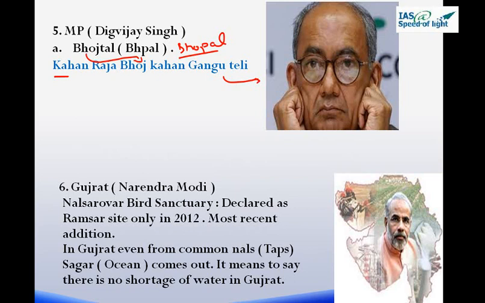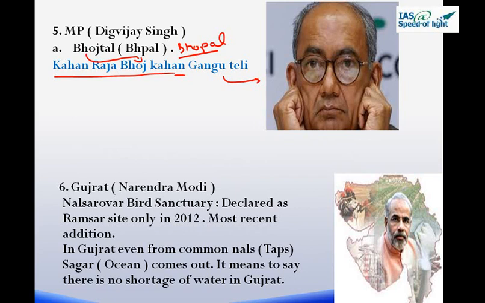Means Raja Bhoj, he was a king, so he was very rich. And Gangoteli was a poor man. So they are comparing a rich person, that is a king, and one beggar or a poor person. Next state is Gujarat.